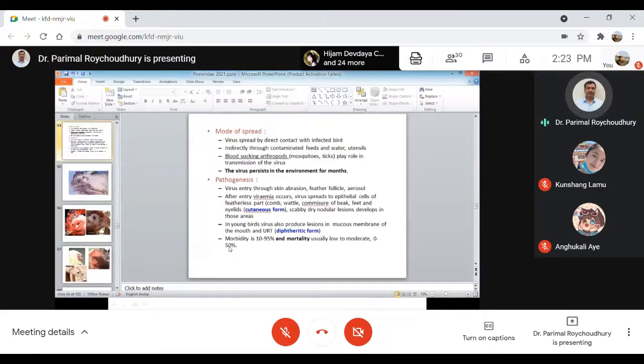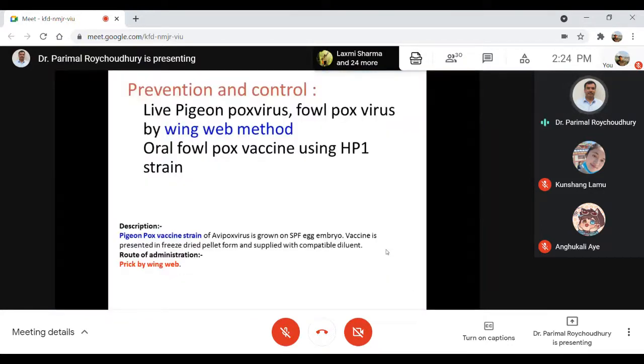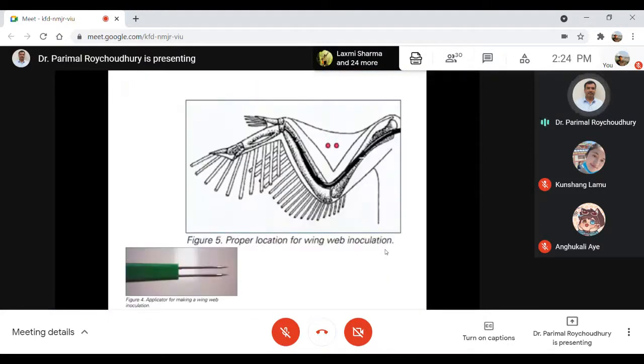I just downloaded a small video on how to give it in the wing web method. Okay, before that, let us see these slides once again. So this is the location. Using a teaser needle, we can dip the needle in the vaccine and diluent, and then we simply prick this particular thin skin fold in the wing web, and thereby the bird gets exposure to the vaccine.